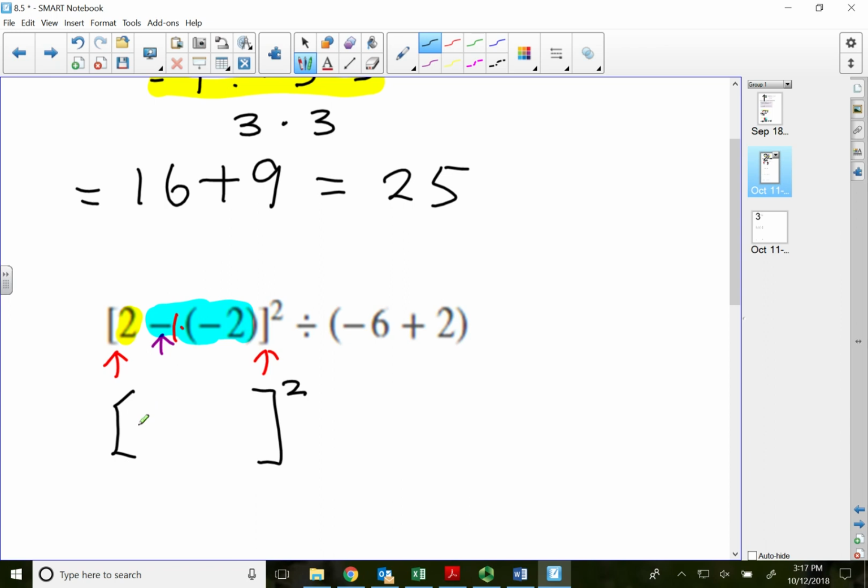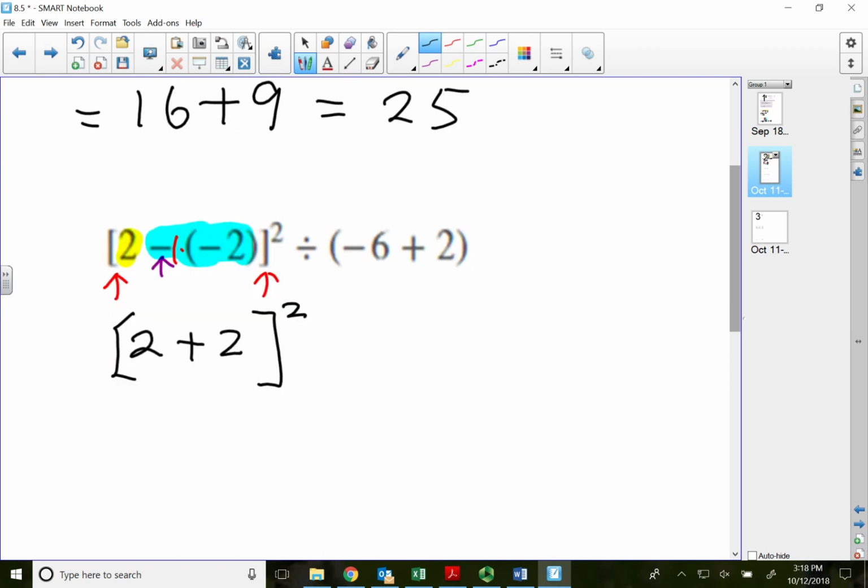The first term in the bracket is still 2. The second term is really a positive 2, right? Negative 1 times negative 2 becomes positive 2. So inside the bracket is 2 plus 2, which is 4. Square on the outside, which will give me 16. If you can do this quickly, if you know that 4 squared is 16, you don't have to write this part. I'm just writing it down for you to see it. So the first term is positive 16.